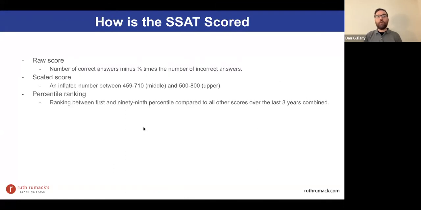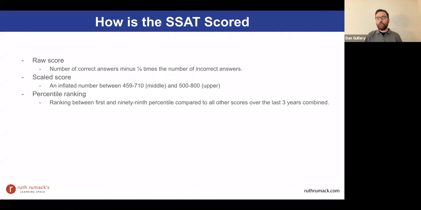Okay, so how is it scored? This is basically the big question in terms of scoring. A lot of schools will say that they want the scaled score, not the percentile ranking. A lot of students will say vice versa. So let me just explain how this all works.